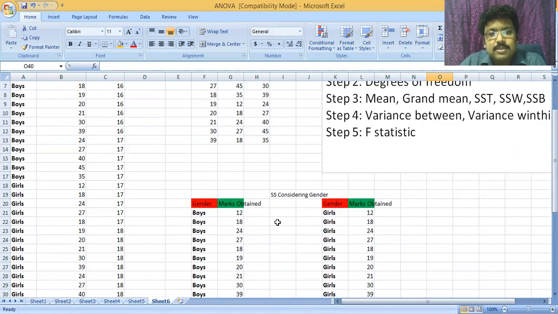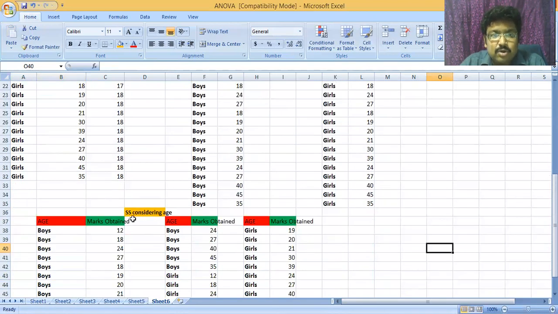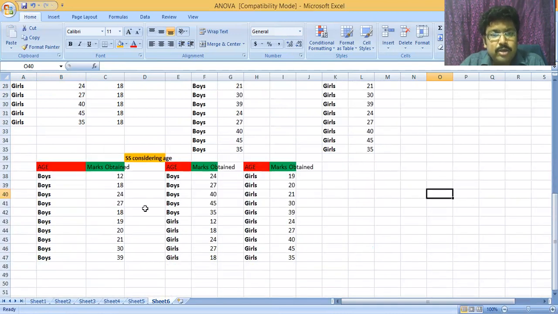and we have to divide this. This is one factor. When you are considering the gender, this is one factor, and this is the age. You are considering age, so it is the second factor. So first factor, when you are considering the gender, gender is the first factor. On the basis we have divided this obtained mark, and when you are considering the age, we have divided the obtained marks into three groups, three conditions.